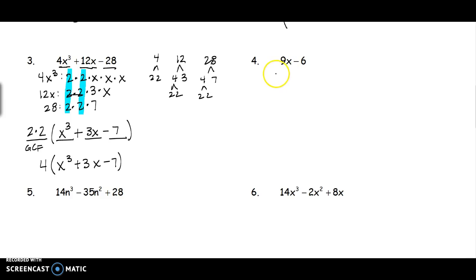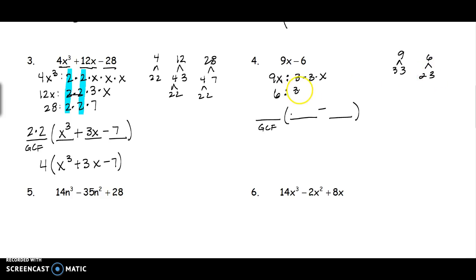Let's take a look at this next one. 9x minus 6. So we have 2 terms, 9x and 6. We can set up our answer, GCF, 2 terms with minus. 9 is 3 and 3, and 1x. 6 is 2 and 3, and no x's. So our GCF would be 3. And we have 3x and 2, and that is our final answer.